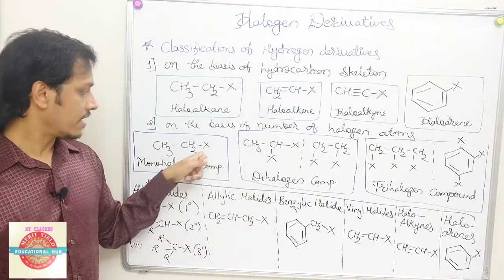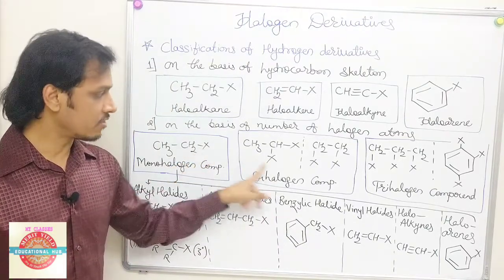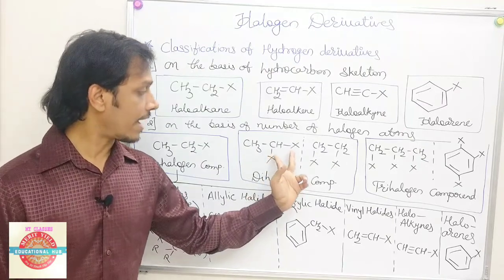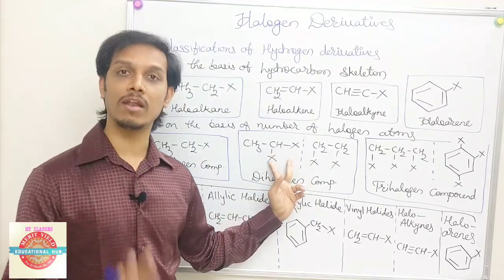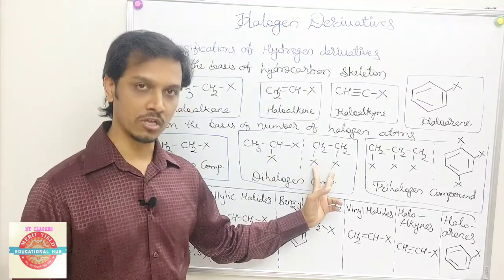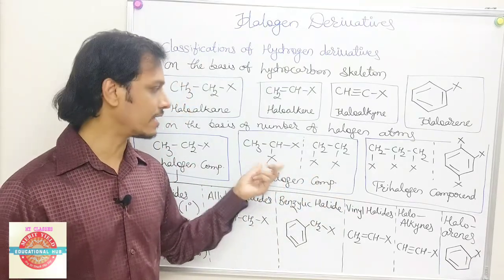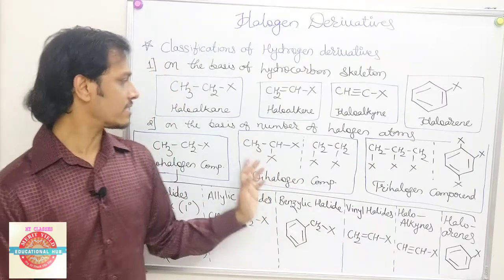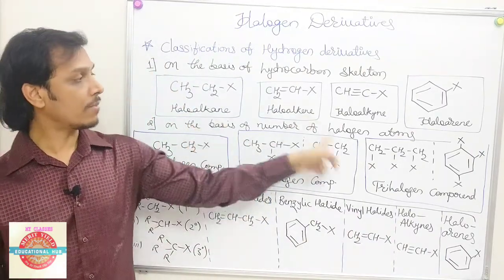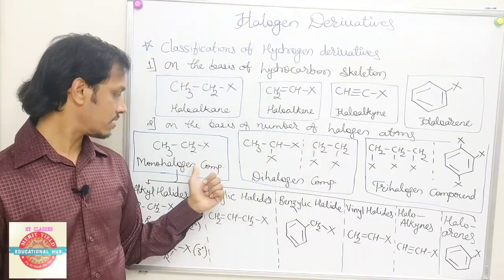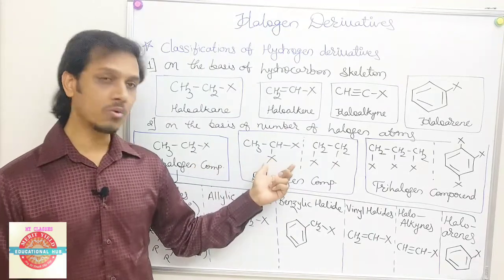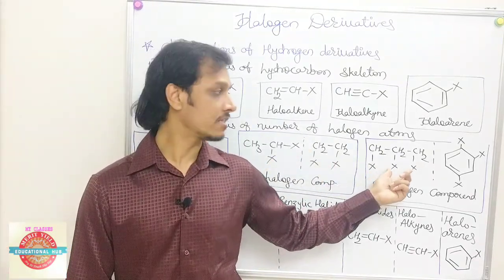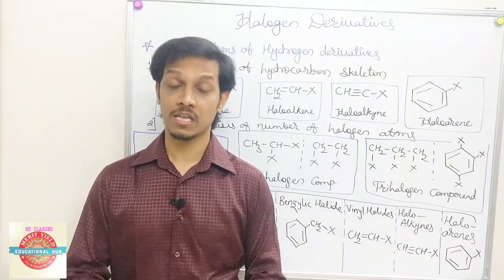You can see here only one halogen atom is there. Here you can see there are 2 halogen atoms. So here 2 hydrogens are replaced by 2 halogen atoms. Same goes with this also. It is the example of geminal dihalide, it is the example of vicinal dihalide. You will get it afterwards. But right now just need to understand on the basis of number of halogen atoms. So here 1 hydrogen is replaced by 1 halogen, 2 hydrogens are replaced by 2 halogens, and 3 hydrogens are replaced by 3 halogens. So these are the specific examples.